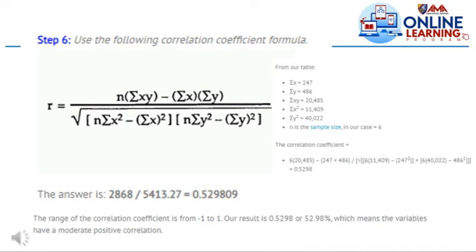And we have here the values kanina sa step 5. Summation of x is 247. Summation of y is 486. Summation of xy is 20,485. Summation of x squared is 11,409. And summation of y squared is 40,022. And n is the sample size. In our case, we have 6 subjects.